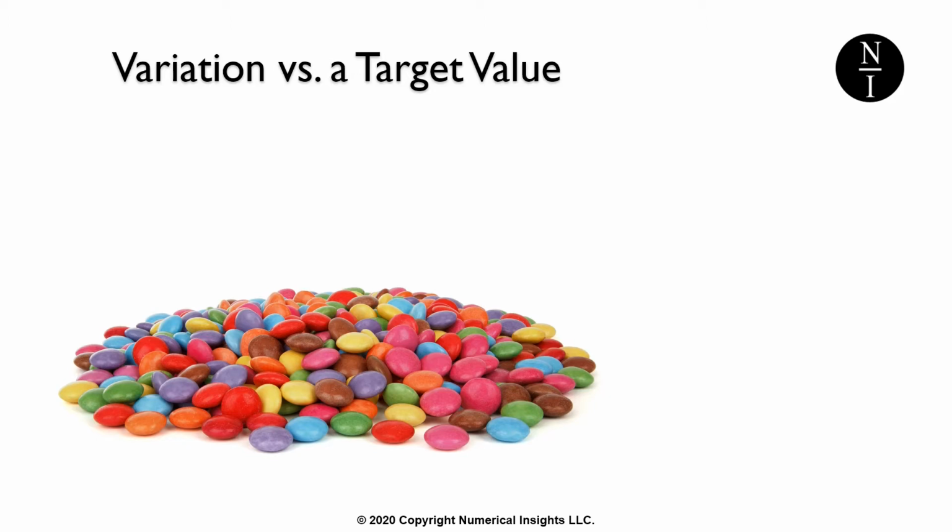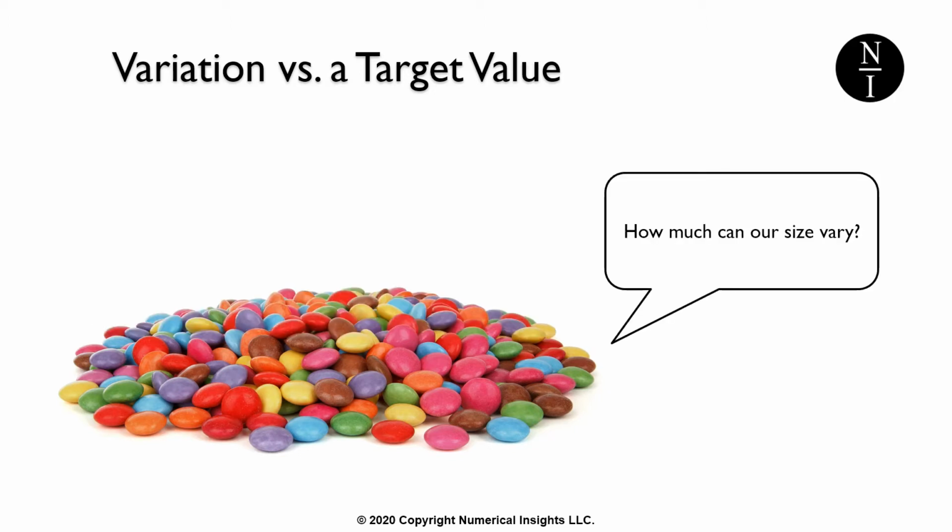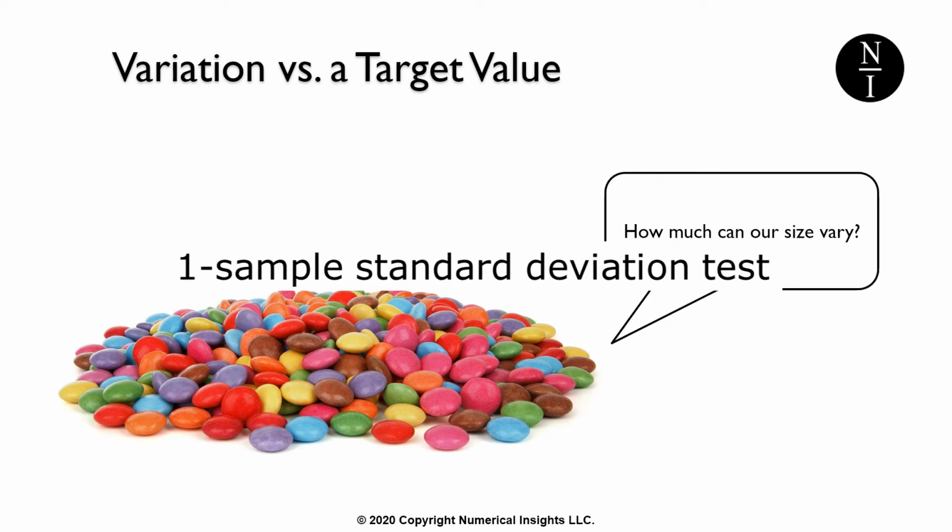In a previous video called How to Compare a Set of Data Measurements to a Target Value, I showed you how to test if the average or mean value was close to a specific target. In this video, I will show you how to test if the spread of your data is close to a target value. This test is called the One Sample Standard Deviation Test.